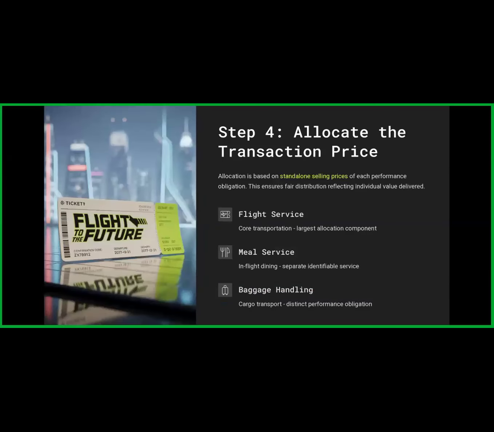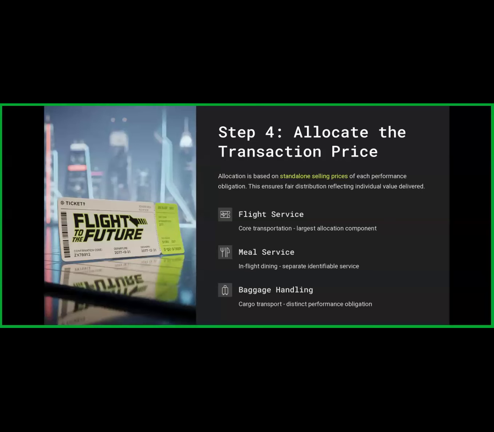In step number four, we allocate the transaction price. Whatever services are bought by the customers, the price should be separately mentioned for each and every service when allocating the transaction price. The allocation is based upon the standalone selling price of each performance obligation. This ensures fair distribution, reflecting the value delivered.